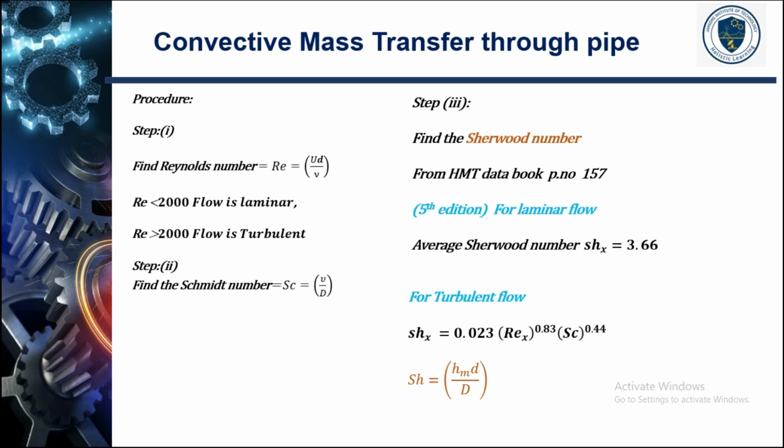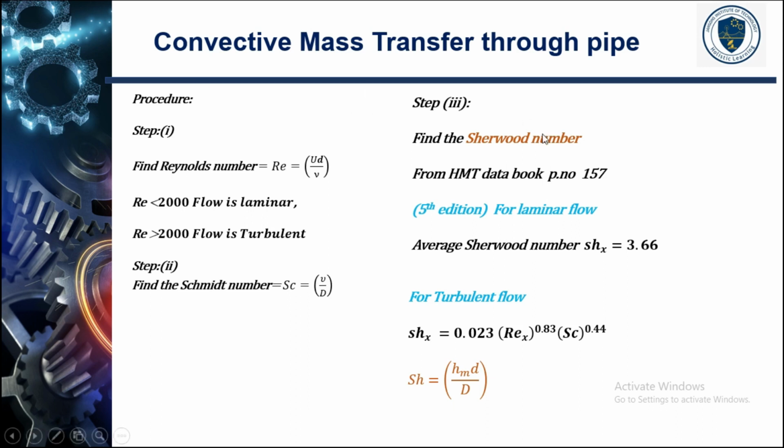So how to evaluate? Step 1, again Reynolds number. After evaluating the Reynolds number, if the value is less than 2000, take it as laminar flow; if it is greater than 2000, take it as turbulent flow. After that, find the Schmidt number. For that, find the nu value from the HMT data book for the corresponding temperature. D is the diffusion coefficient, given in the problem or otherwise taken from the HMT data book.